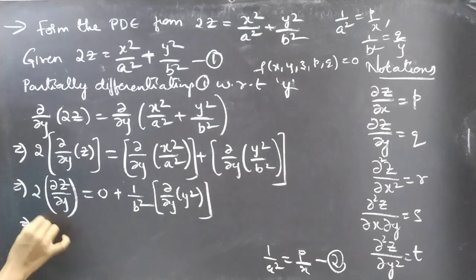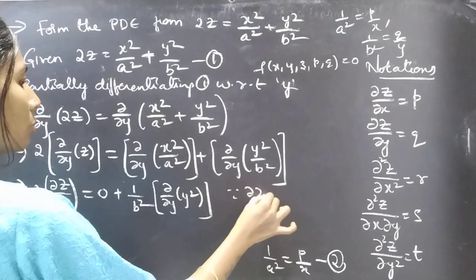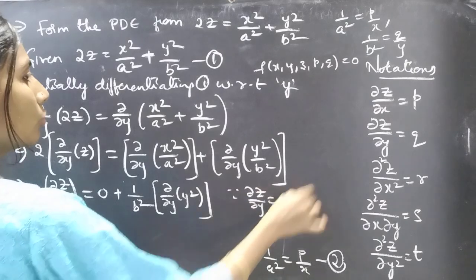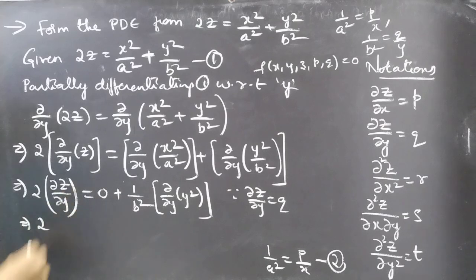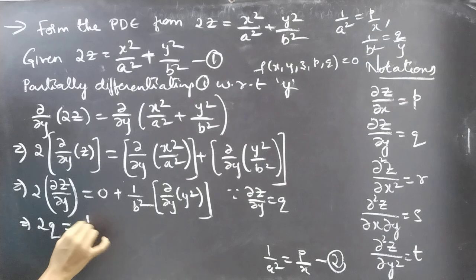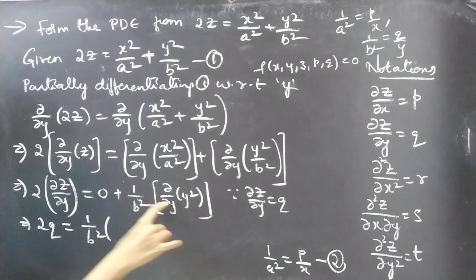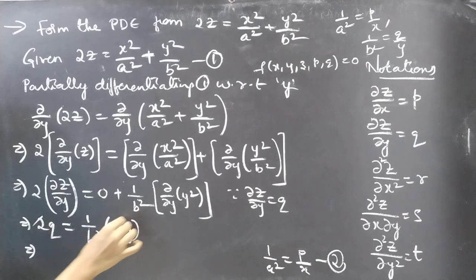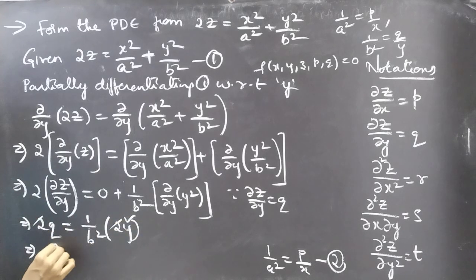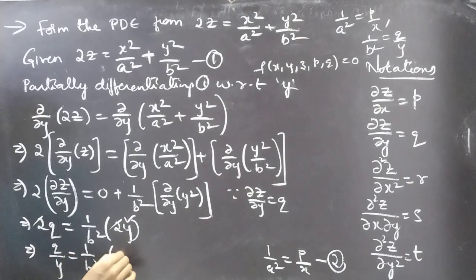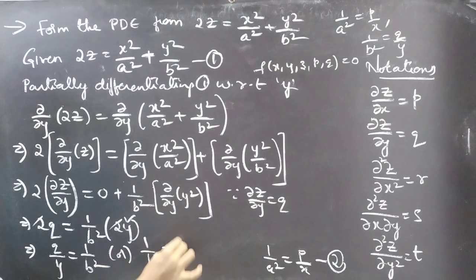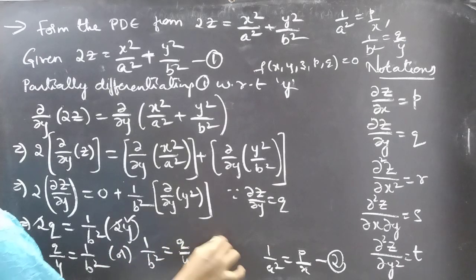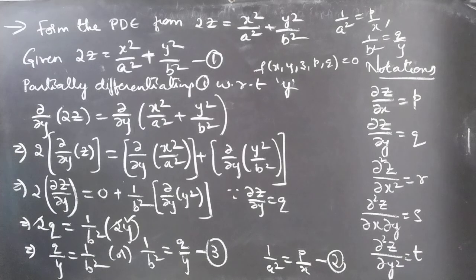This gives us 2 into, since the partial derivative of z with respect to y equals q, we have the notation, so we are using it here. So just replace ∂z/∂y by q, you'll get 2q equal to 1/b² into the partial derivative of y² with respect to y, which is 2y. You can cancel 2 and bring this y to LHS, you'll get q/y equal to 1/b², or 1/b² equal to q/y. Consider this as equation 3.